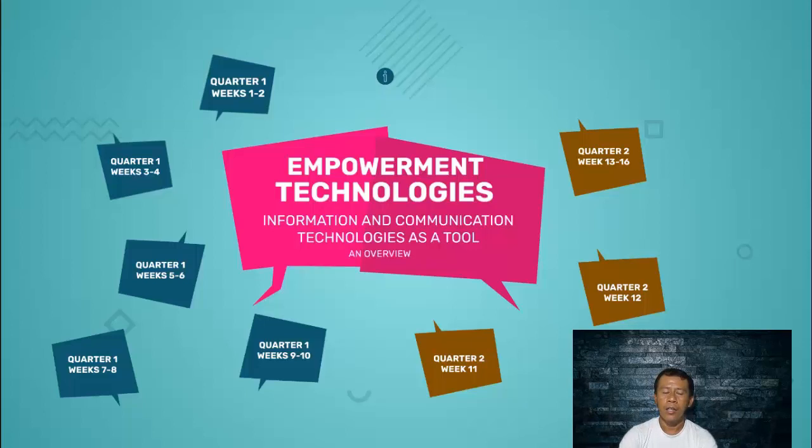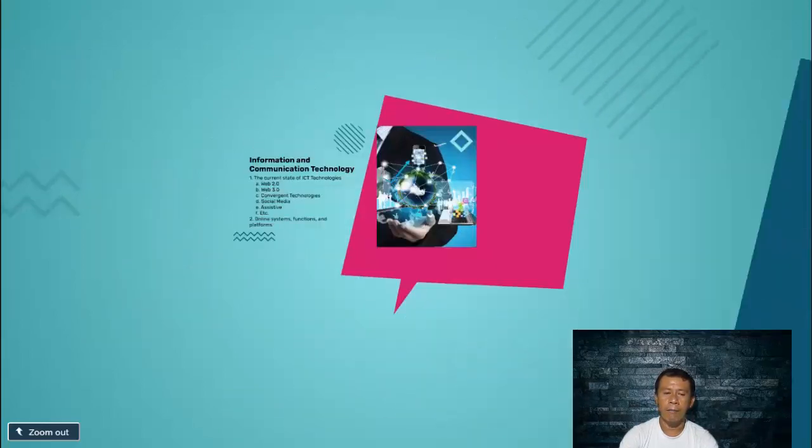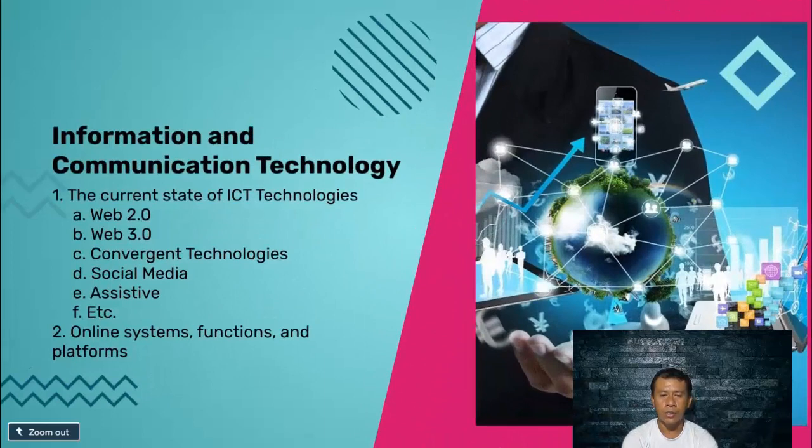Since this is an overview, we just have to run through what we will study in this subject. In quarter one, for weeks 1 and 2, we will have the key concept, which is ICT in the context of global communication for a specific professional track. This is divided into 3 lessons. The first one is ICT, the second one is online, and the third one is skills.